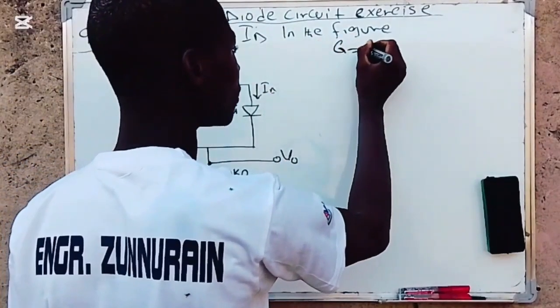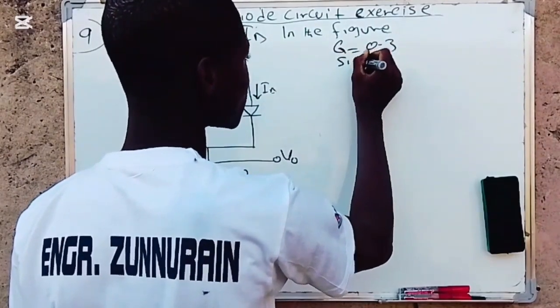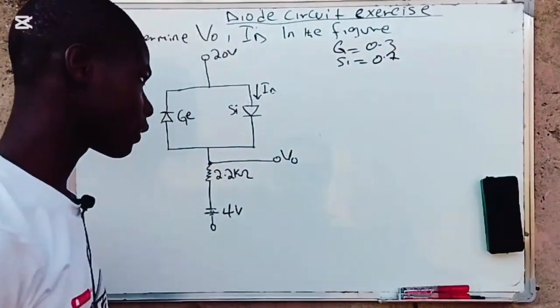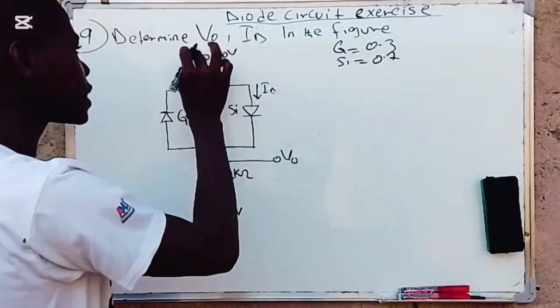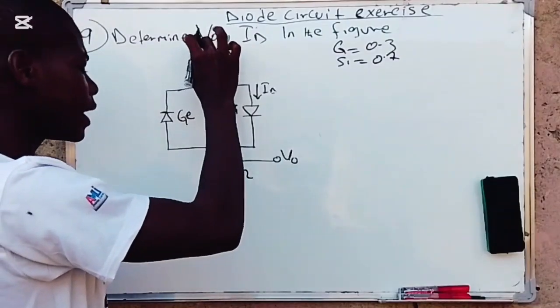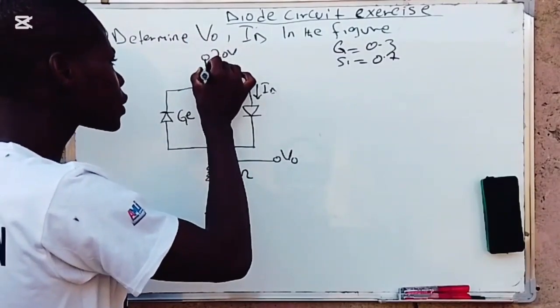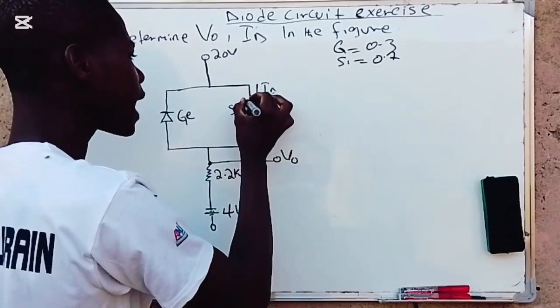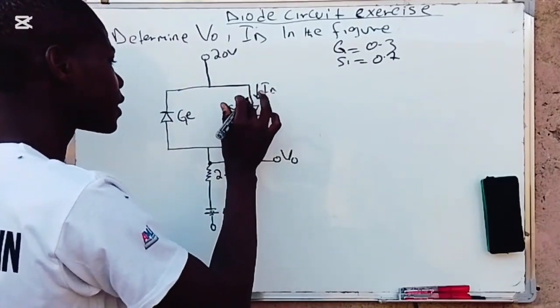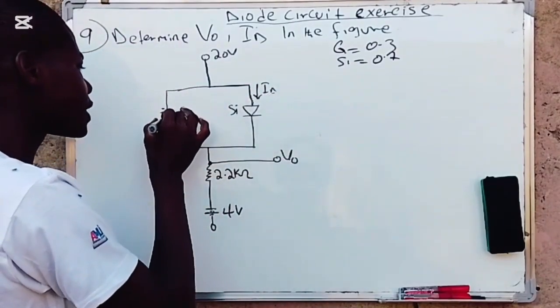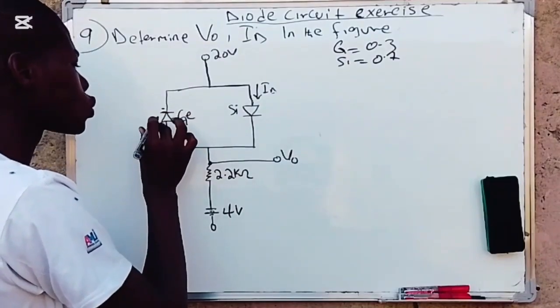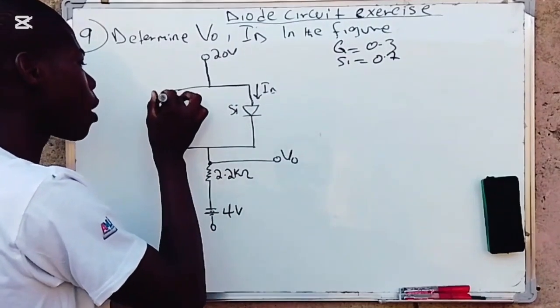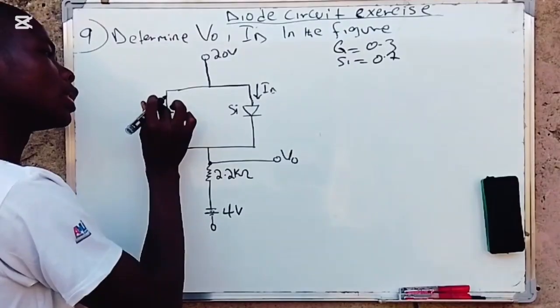We have the germanium as 0.3 and the silicon as 0.7. So you have to take a look. It is specifying this is positive. So when the positive comes here, as usual, we all know this terminal is positive and this terminal is negative, and therefore when the positive comes, it will rely on here.